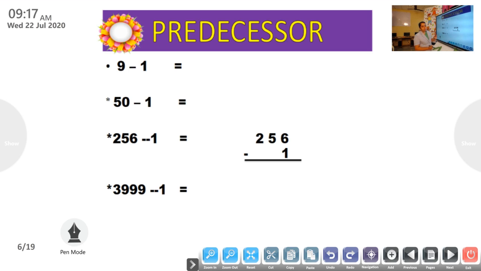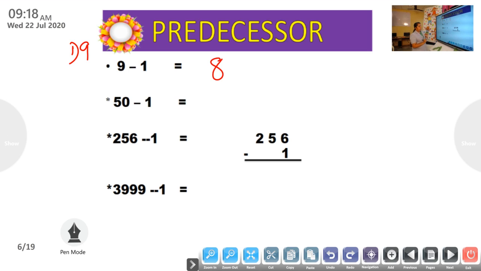How do you get the predecessor? You have to count backward. That means you have to subtract 1 from the given number. Is it clear? So the first question is 9. Predecessor means the number just before. So you have to subtract 1 from the given number. So 9 minus 1 is 8.